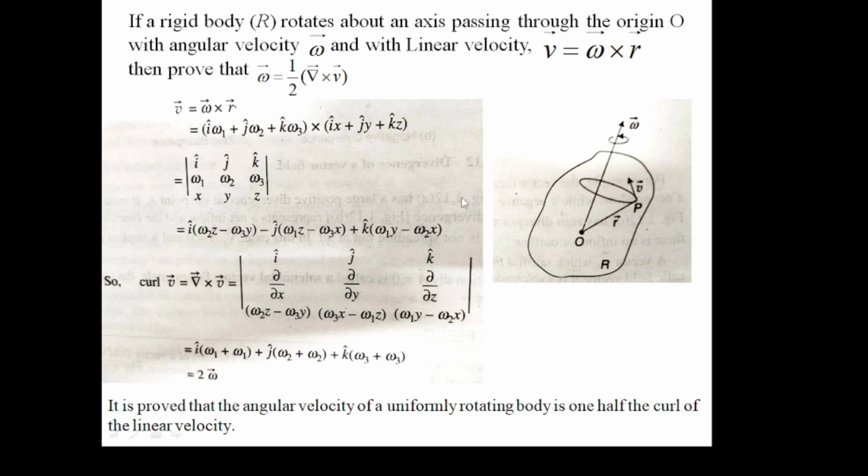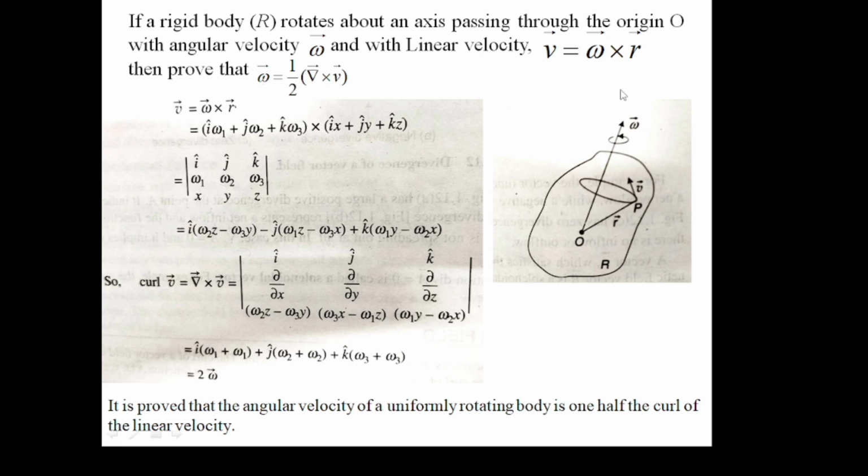Now the next topic is the relation between angular velocity and linear velocity. Suppose there is a rigid body R rotating about a fixed axis through the origin O, and the angular velocity of this rigid body is omega, and the linear velocity v is equal to omega cross r. Now we have to prove that omega is equal to half del cross V, or half curl V.